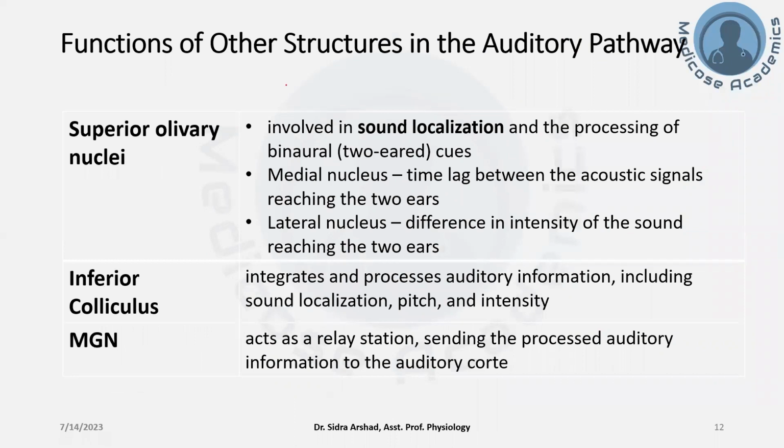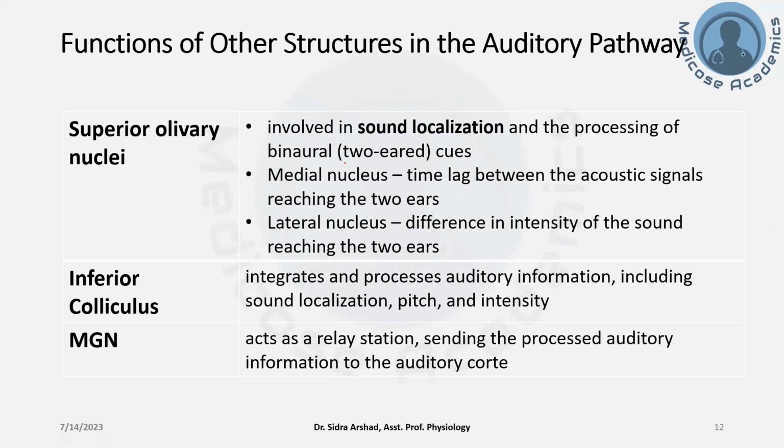Now let's look at the functions of some other structures in the auditory pathway. The superior olivary nuclei are involved in sound localization and the processing of binaural two-eared cues. They basically localize the sound, that this sound was heard either in the left ear more or the right ear more. So basically, they are involved in the localization of the direction of sound.